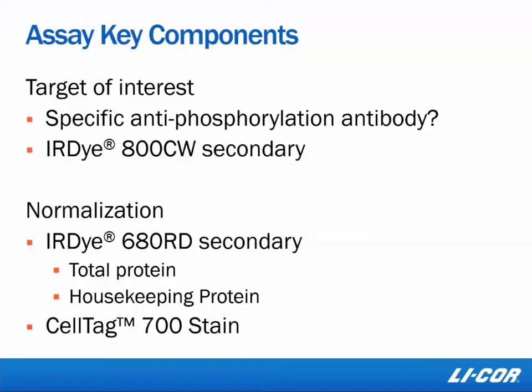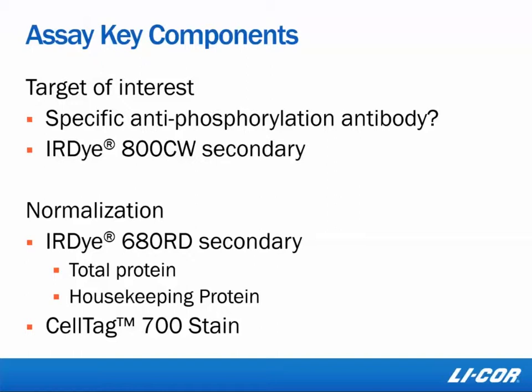Now, if you wish to forego the need to use those primary and secondary antibodies for normalization, you can go ahead and use CellTag 700 stain. CellTag 700 stain was developed at LI-COR and allows you to non-specifically stain your cells and allows for easy normalization from well to well for the In-Cell Western Assay.